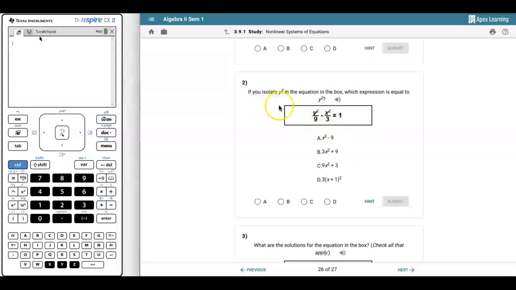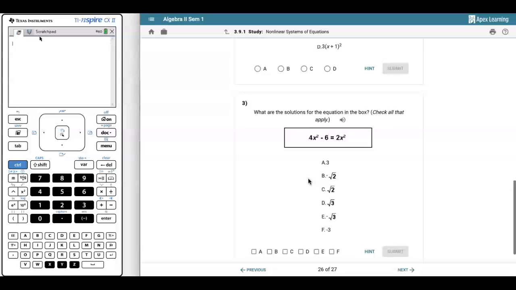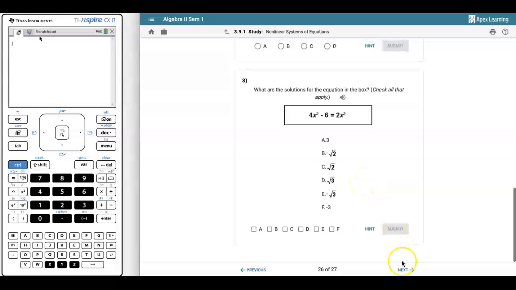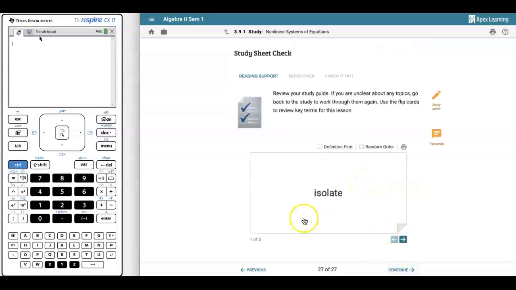For here, you want to isolate y squared, so just get y squared by itself. And for this one here, you're trying to solve for x. So that ends part one of this lesson. We will move on to the study guide and the checkups.